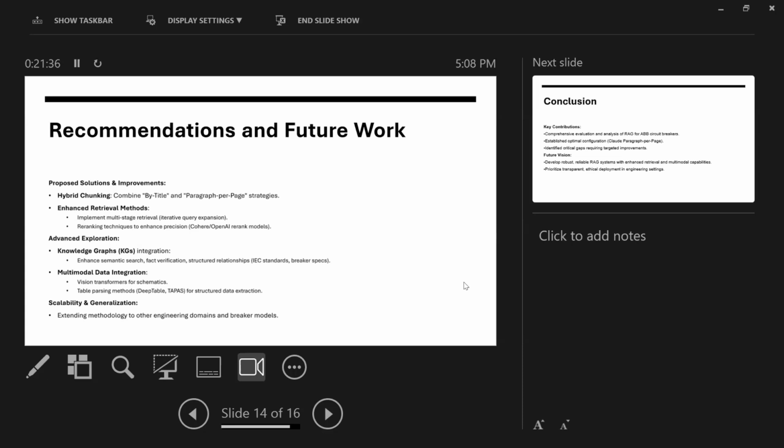Also, use multimodal data integration, such as vision transformer for schematics, table parsing methods, deep table, TabNet for structured data extraction, and extending methodology to other engineering domains and breaker models to further test the RAG capabilities.